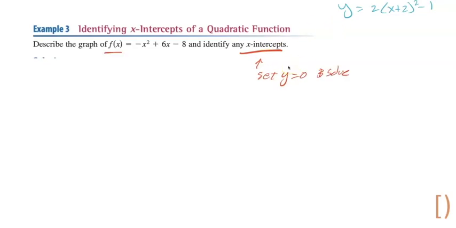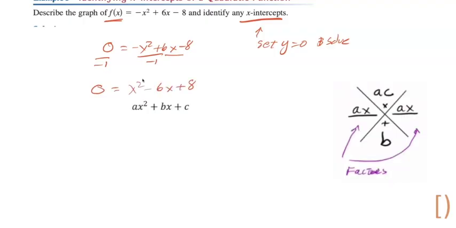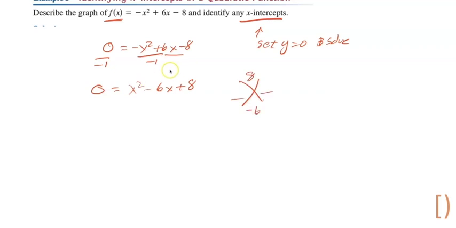All I'm going to do here, f of x is my y. So 0 equals negative x squared plus 6x minus 8. I personally don't like having a negative x squared, so let's divide everything by negative 1, or move everything over. Same idea. So I'm going to get x squared minus 6x plus 8. And then I'm just going to factor. Here's 8, here's negative 6. Two things that multiply to get 8 but add to get negative 6 would be negative 2 and negative 4. So (x minus 2)(x minus 4) equals 0.